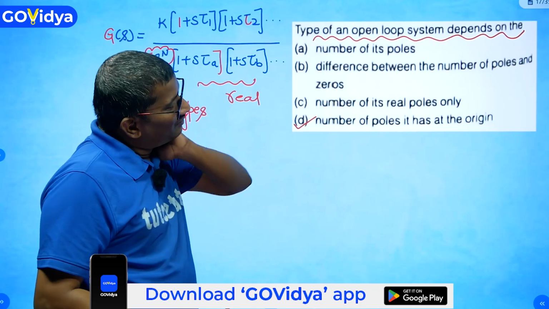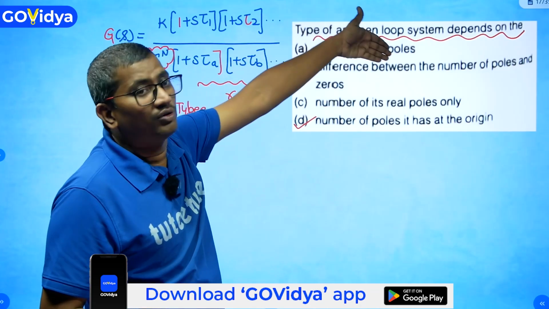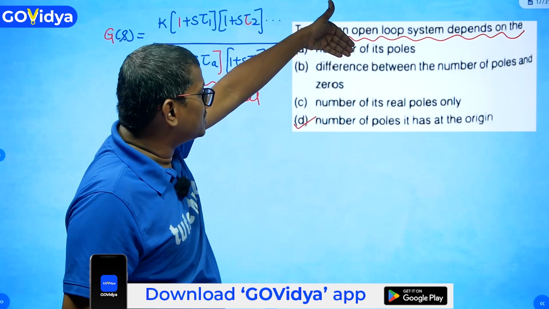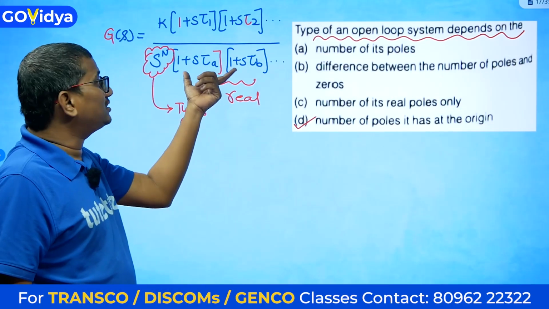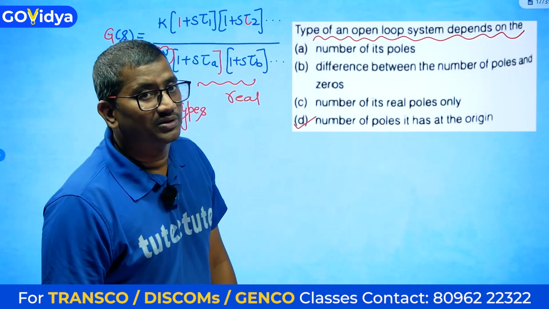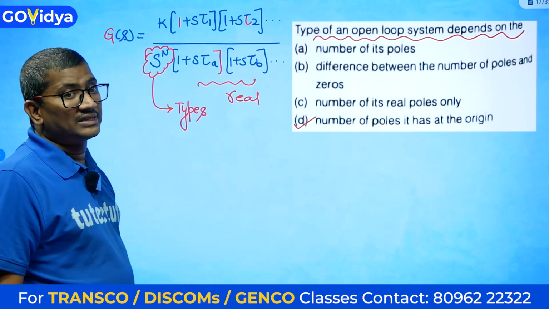So the mistake we generally commit is taking the number of poles, there is a possibility of counting the number of real poles only. Real poles means this, but this does not define the type of the system. The number of poles at the origin will decide the type of the system.